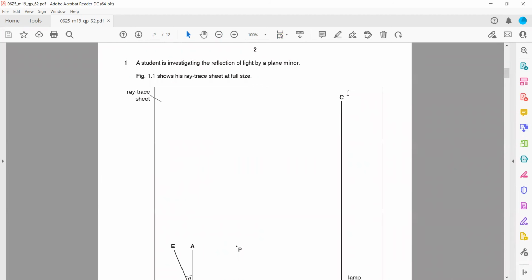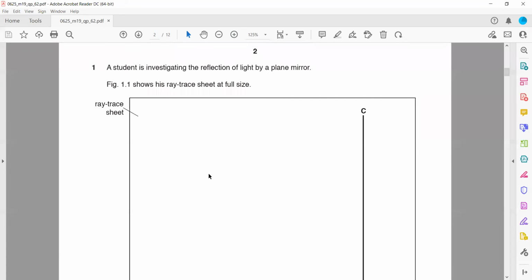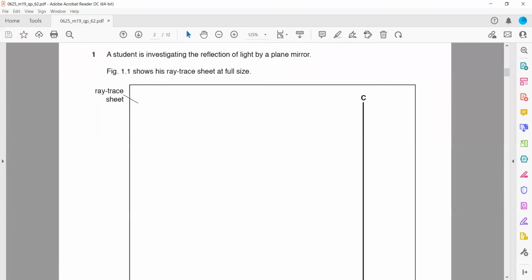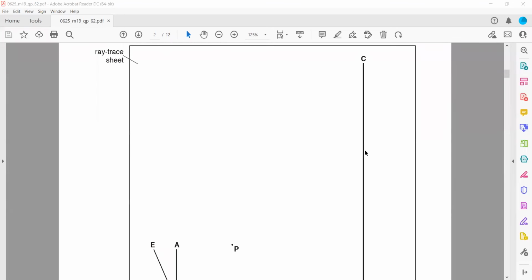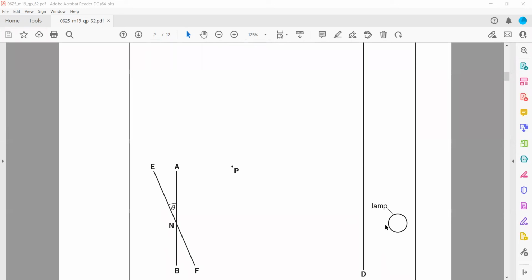Diagram using the optical pins. A student is investigating the reflection of light by a plane mirror. Figure 1.1 shows his trace, which is full size. The trace sheet is there. As you can see, a lamp is placed.